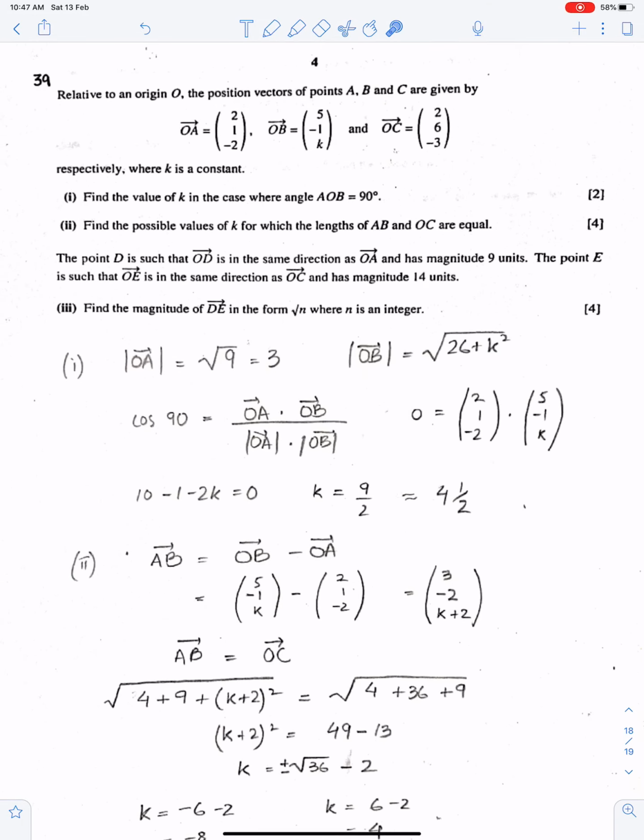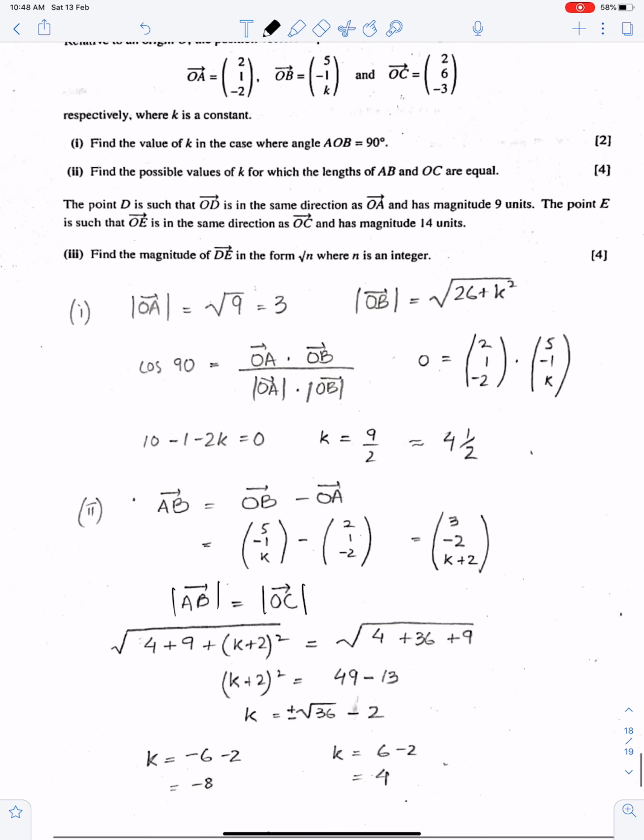In this question, we need a K in first part, and it's given. This is 90 degree, means these two vectors are perpendicular, OA and OB. Therefore, their dot product must be 0. So equate their dot product to 0 and get the answer. Number 2, find the possible values for which the lengths AB and OC are equal.